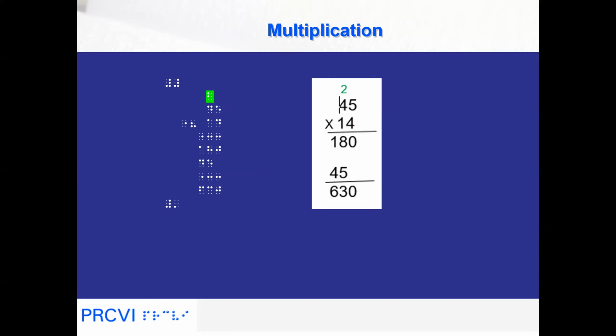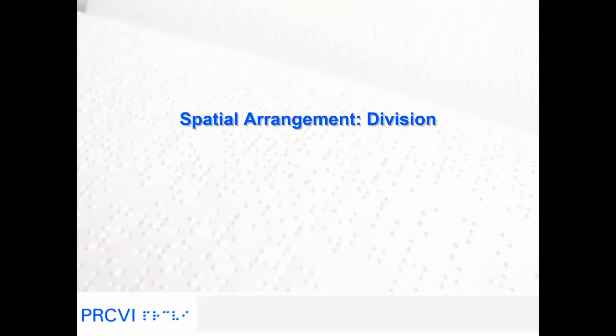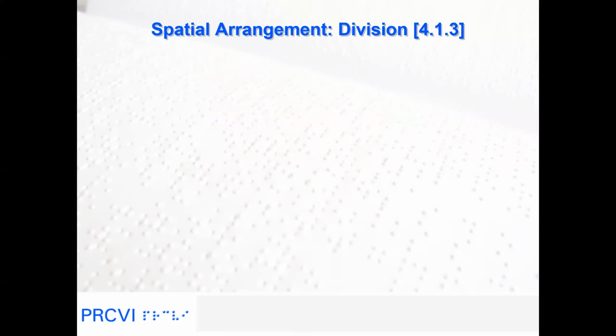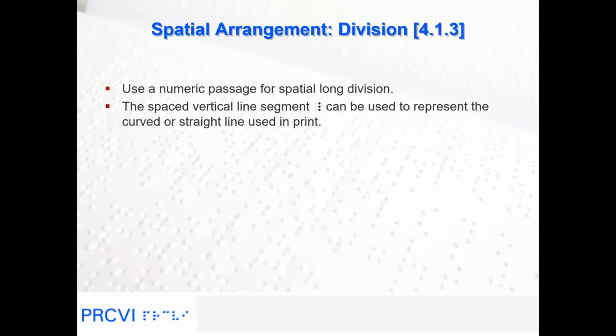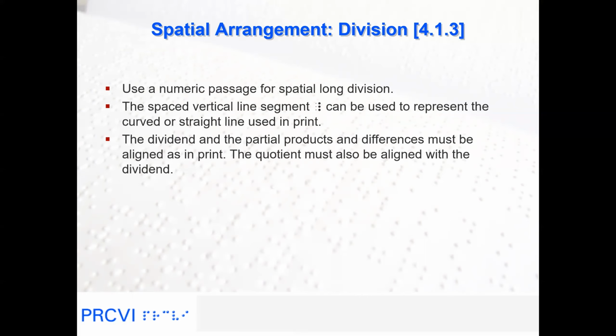Let's look at spatial arrangement in division, using 4.1 of the UEB guidelines for technical material. Use a numeric passage for spatial division. The spaced vertical line segment, dots 4, 5, 6, can be used to represent the curved or straight line used in print. The dividend and the partial products and differences must be aligned as in print. The quotient must also be aligned with the dividend.